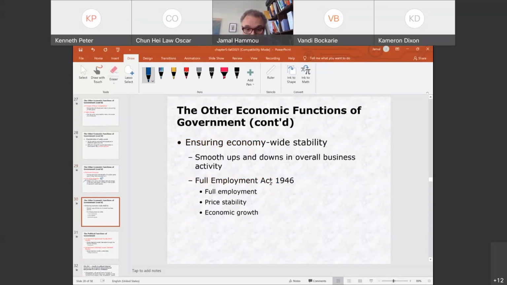Okay, so they have to lower the unemployment rate. They have to create activities either through regulations or encouraging investments, so we have a lot of jobs. You have to have price stability. We don't want prices to go up and down. That's why we have a Federal Reserve.